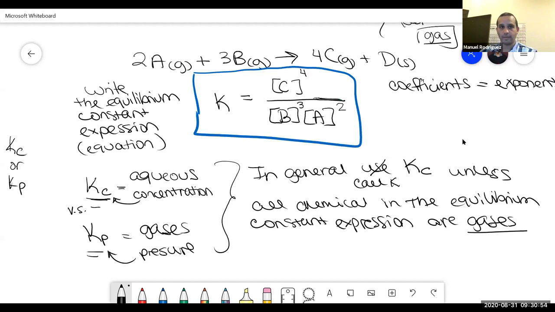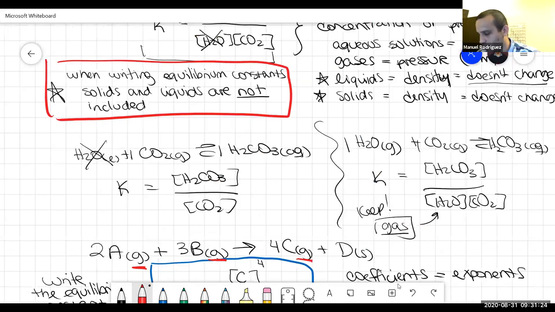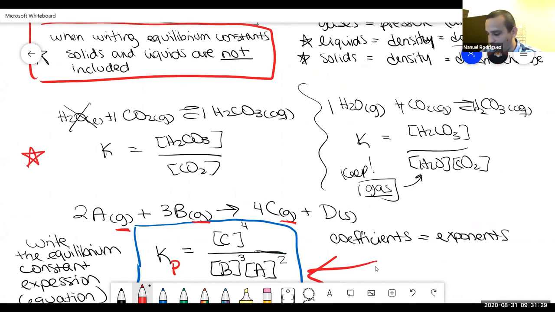So looking back to this problem here, A is a gas, B is a gas, C is a gas. So all the compounds in this equilibrium expression are gases. So we call this KP. I scroll back to what I had before and start labeling my compounds. For this one here, I have a gas and an aqueous, so not all my compounds are gases. So it's a KC. For this one, I have gas, but I have aqueous, which means KC. You only use KP when all your compounds are gases.